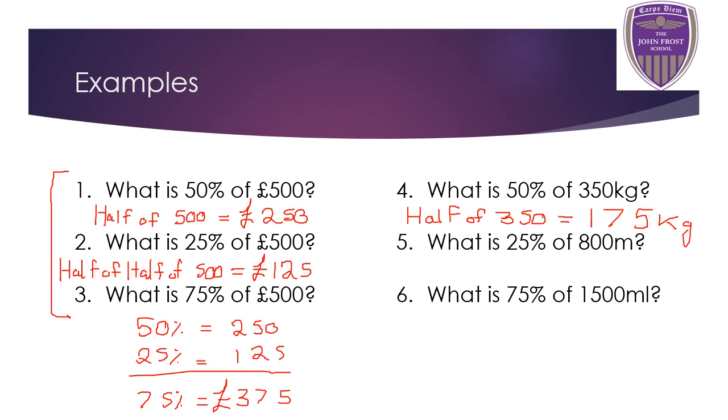Next up, what is 25% of 800 meters? Well, that is going to be half of 800. Half of 800 is 400. Half of 400 is 200 to give us 200 meters.